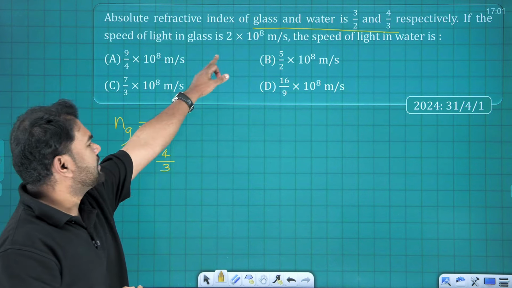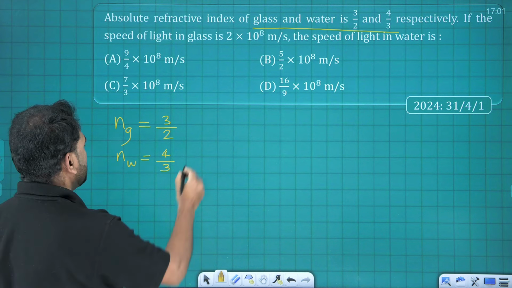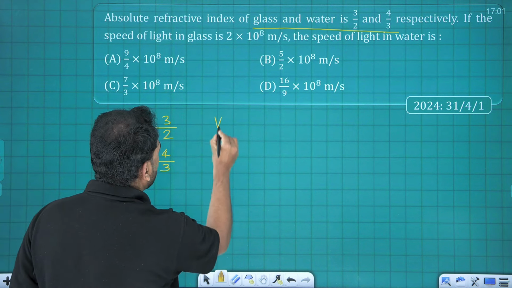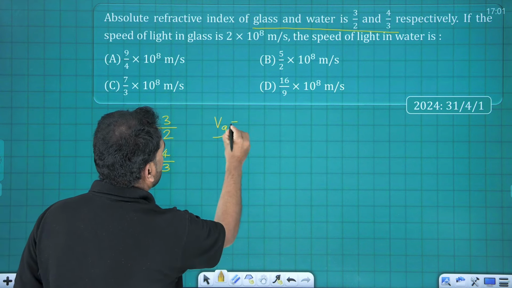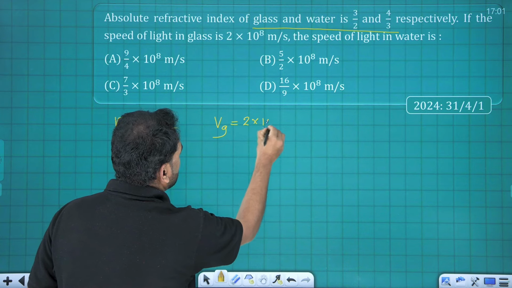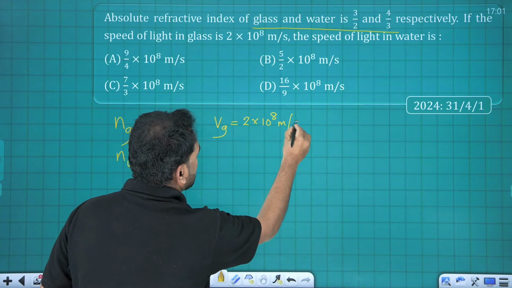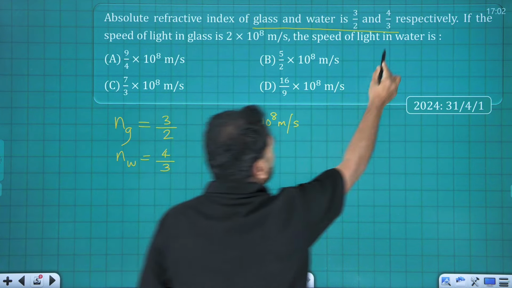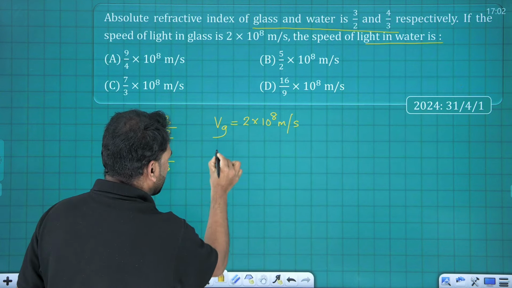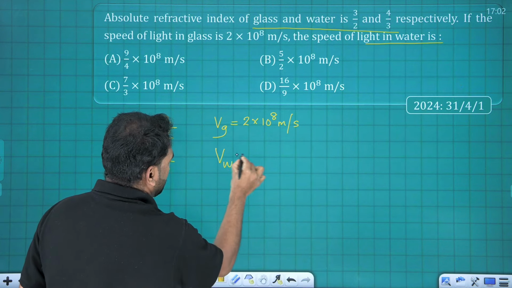If the speed of light in glass is 2 into 10 raised to 8, so the velocity or speed of light in glass is given as 2 into 10 raised to 8 meter per second, and your question is to find out the speed of light in water. So we can write it as Vw.